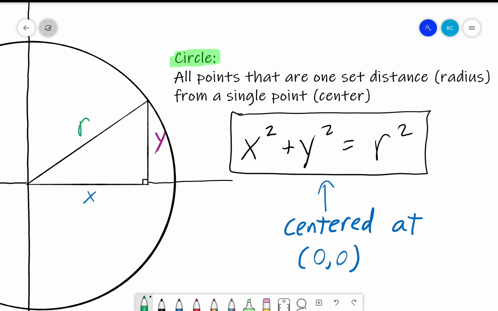So that's the general idea behind the equation of a circle. It's just the Pythagorean theorem, except set up at every single point on the circle simultaneously. Now things do start to get a little bit more complicated when you move the circle around so that the center isn't at 0, 0, but we're going to go ahead and do that in the next video.